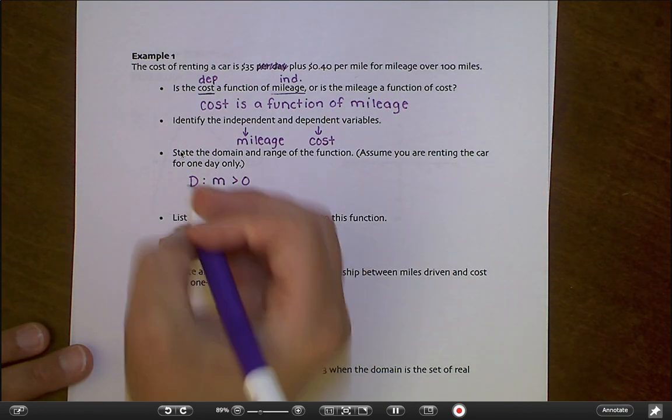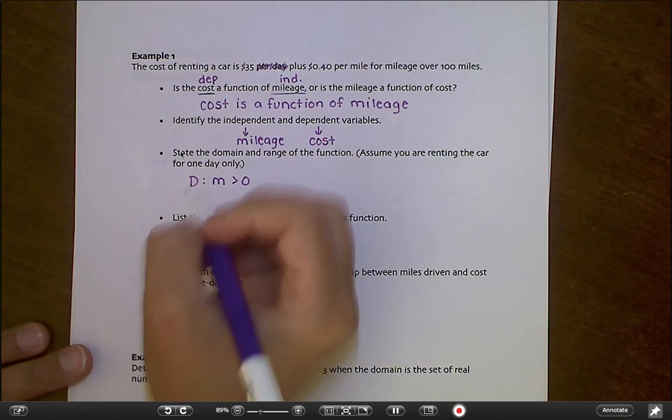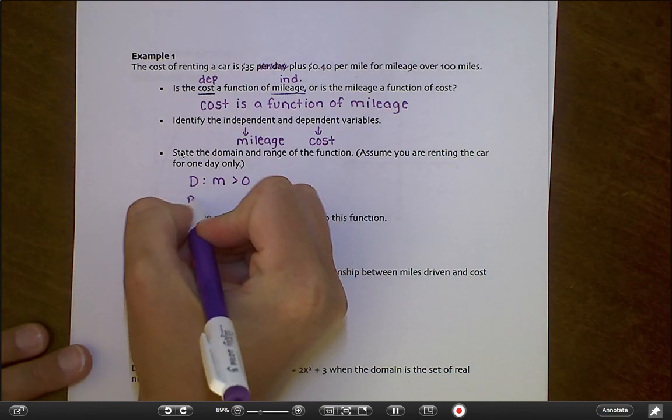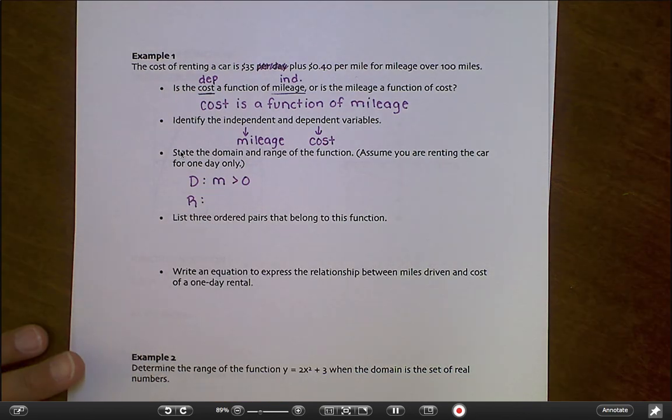Okay. As far as our cost goes, for our range, let's think about what our lowest cost could be. Well, I can't get away with a cost of $10. Think about why not.